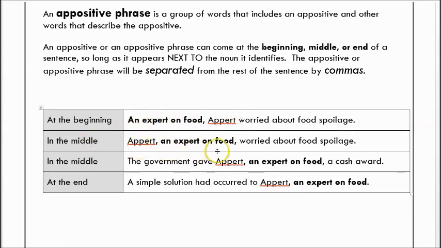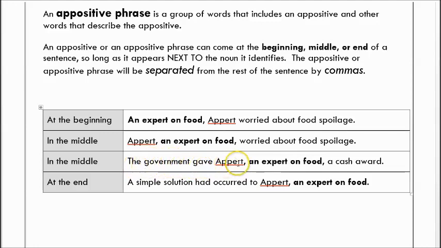It can come in the middle of the sentence, okay? So in this case, it's going to be in the subject: Appert, an expert on food, worried about food spoilage. Appert is our subject, worried is our verb. It's going to come between the subject and verb, modifying our subject, set off with commas. It can come after the direct object, so it would be in the middle but after the verb.